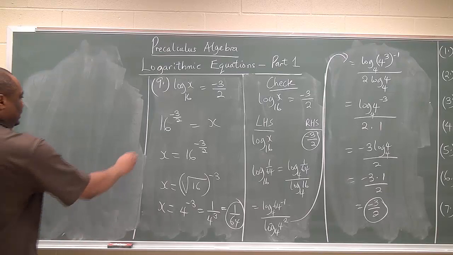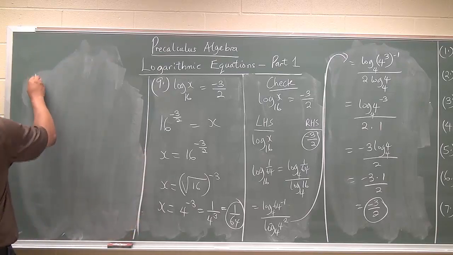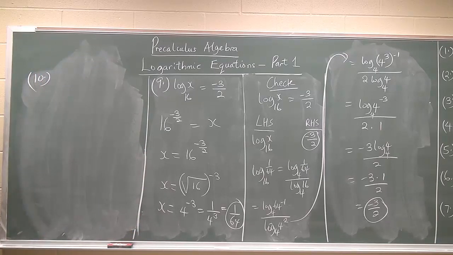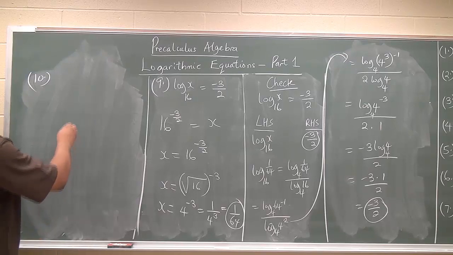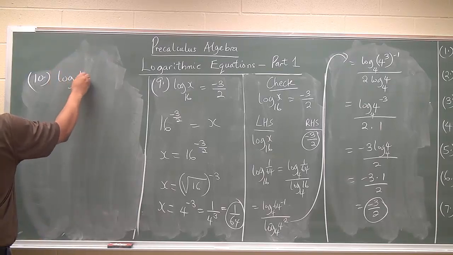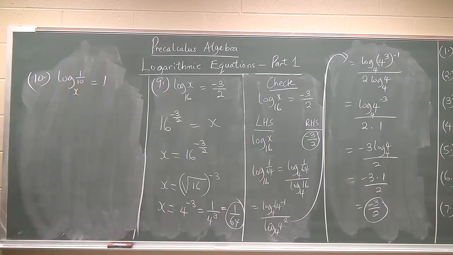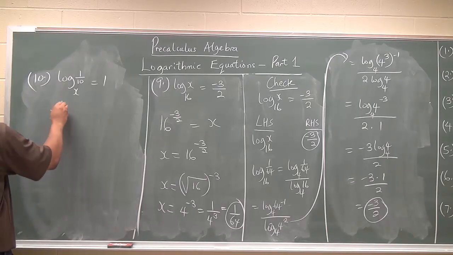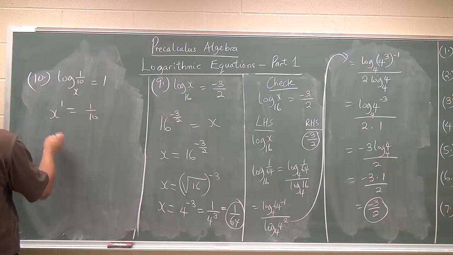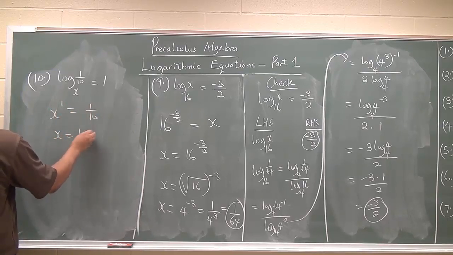Question 10, and then we have two more to go after question 10. Question 10 says log 1 over 10 base x is 1. This is pretty straightforward, right? So this is x raised to the power 1 is 1 over 10. So x is 1 over 10.